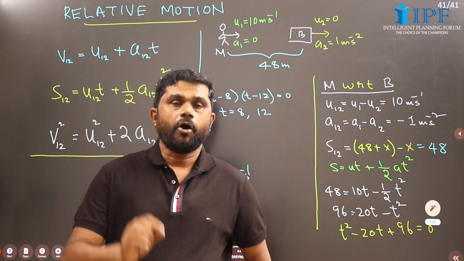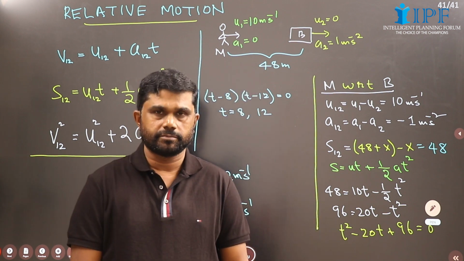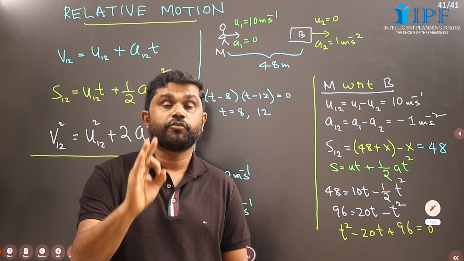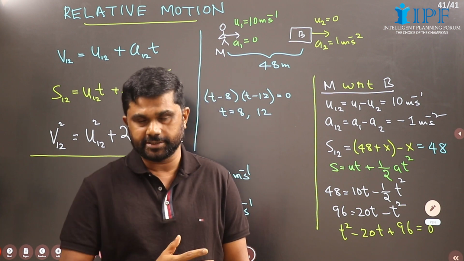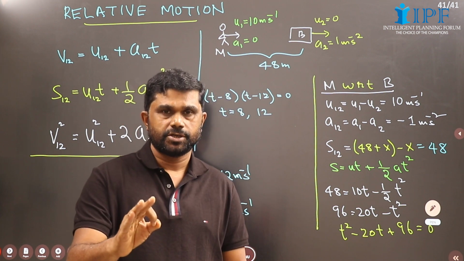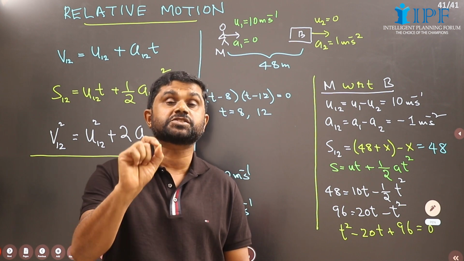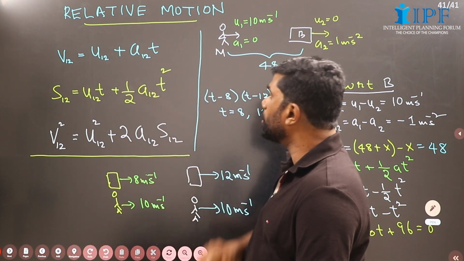But all these equations, whatever equations you have studied so far in one-dimensional motion, can be applied for two bodies together if they are moving simultaneously. The only thing is that you will have to replace all the absolute quantities with the corresponding relative quantities. Okay, I will make it more clear.